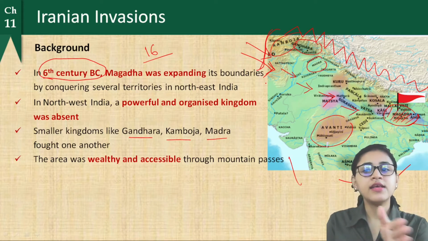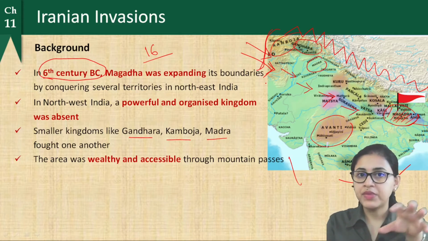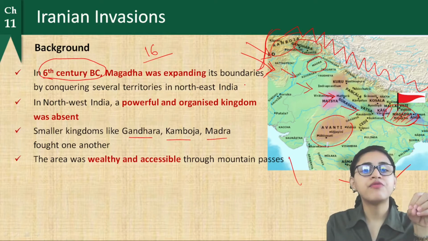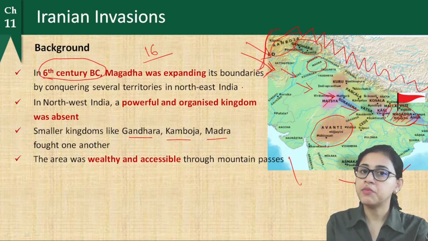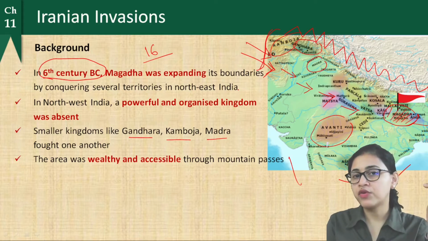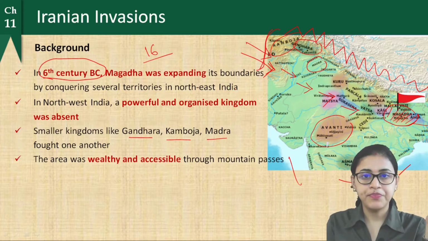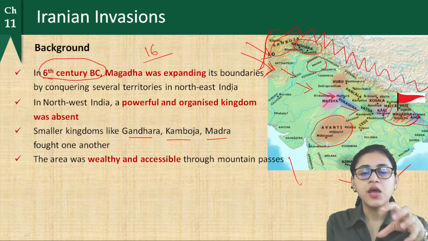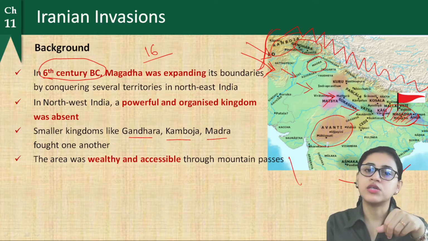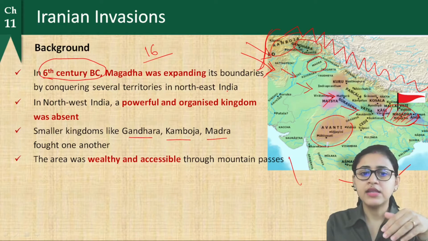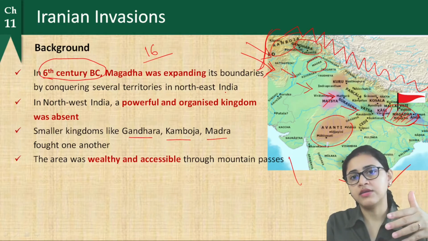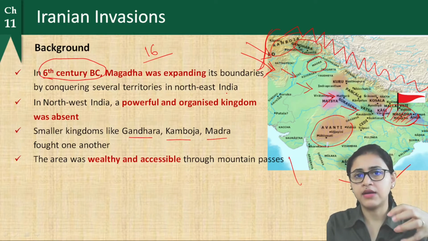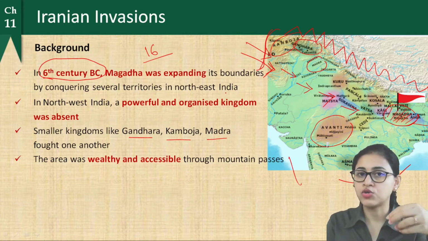These are some of the smaller kingdoms that are there on the northwestern part of India. But unlike the northeastern part of India, in this area, we do not find a powerful or an organized kingdom like Magadha, right? Such a powerful kingdom was absent in this area, whereas the smaller territories which were there, although they were rich, kept on quarreling with each other. They were into fights with each other.